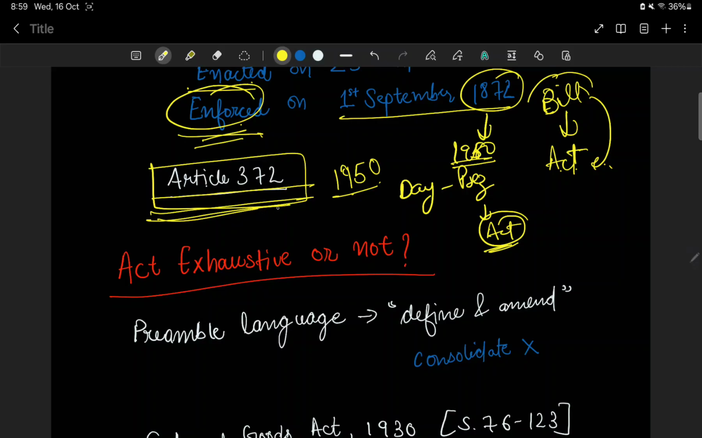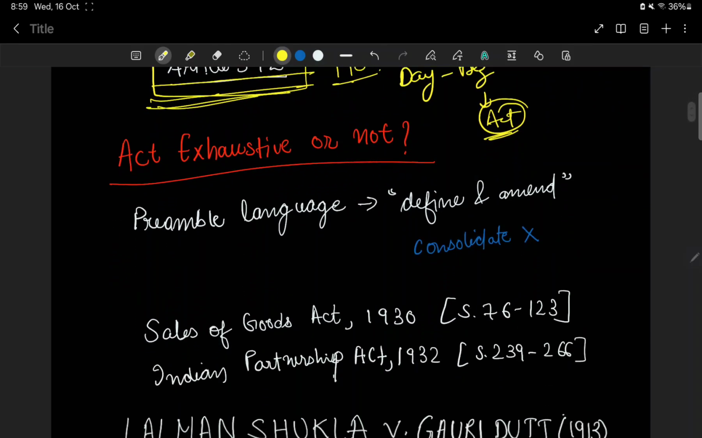If those acts are not against our constitution, especially Part 3, then we will continue them, because it is not possible to draft and make all the laws again, right? So we continued the Indian Contract Act 1872 by virtue of Article 372 of the Indian Constitution.